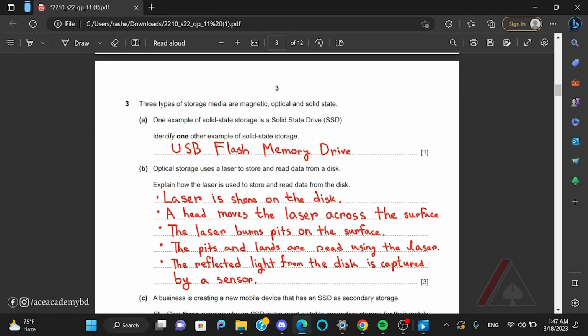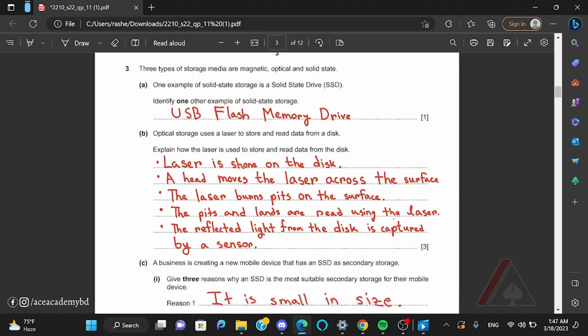Now, B. Optical storage uses a laser to store and read data from a disk. Explain how the laser is used to store and read data from the disk. So essentially, a laser is shone on the disk, and the head, which shines the laser on the disk, moves across the surface, and the laser burns pits on the surface, which allows it to record data on the disk. To read data from it, we have to shine the laser on the disk, and it is reflected from the pits and lands which were previously burned, and the reflected light is picked up by a sensor which allows the data to be figured out, right?